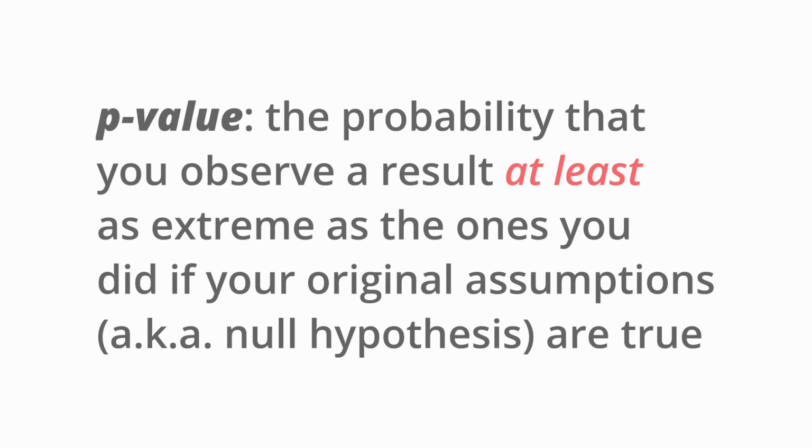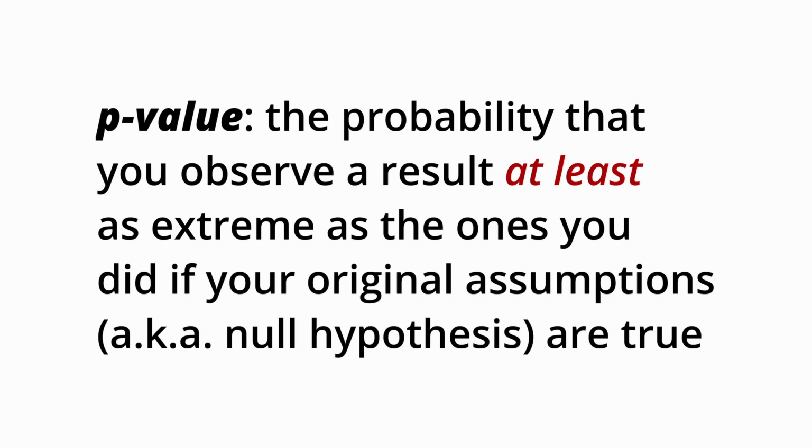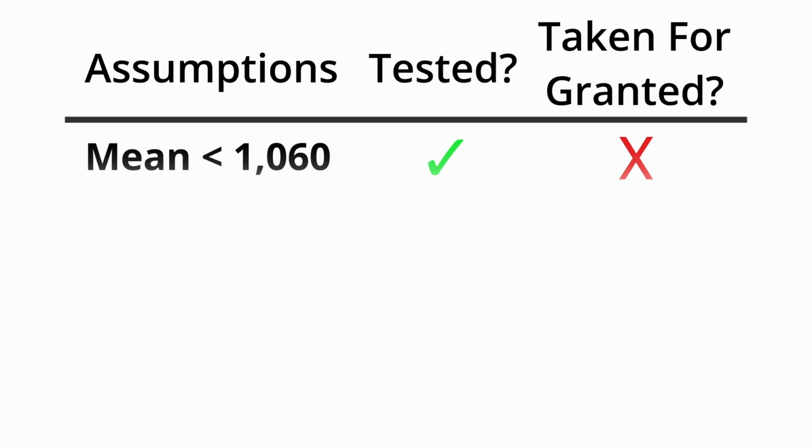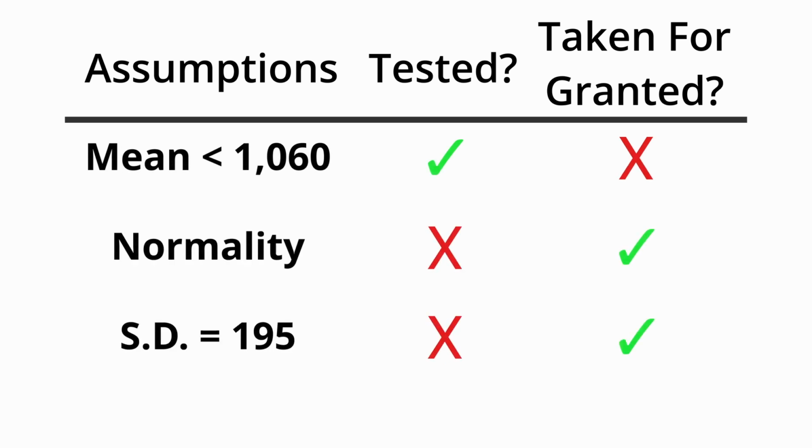P-values. That 3.7% chance I just mentioned is an example of a p-value, which is the probability that you observe a result at least as extreme as you did if your original assumptions, aka the null hypothesis, are true. Usually you only test one of the assumptions, and the rest are taken for granted. In this case, we tested that the mean was not below average, but we also assumed the normality and the standard deviation of the distribution.